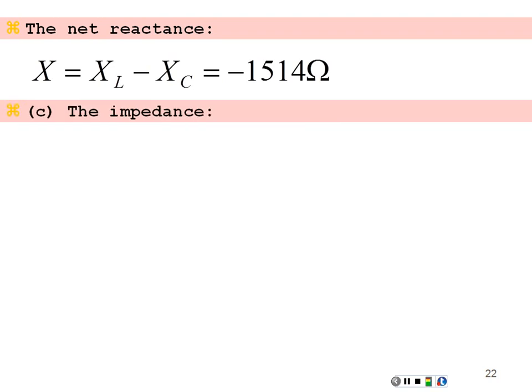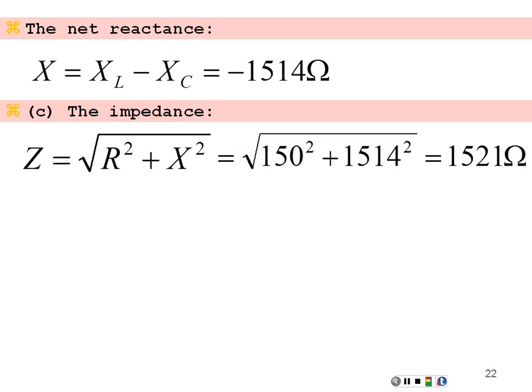So what's the impedance? The impedance is the square root of the resistance squared plus the net reactance squared. And that's going to be the square root of 150 ohms squared plus a negative 1514 squared, but that negative squared will be a positive value. So it's going to be 1514 squared. Our impedance is going to be 1,521 ohms.